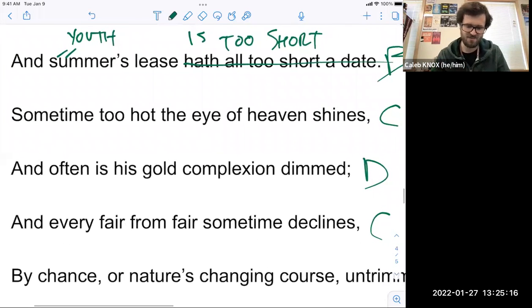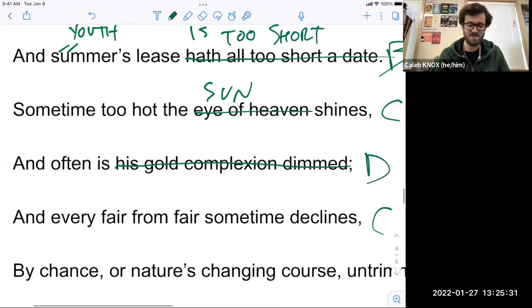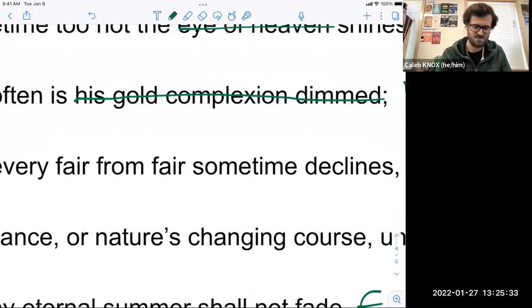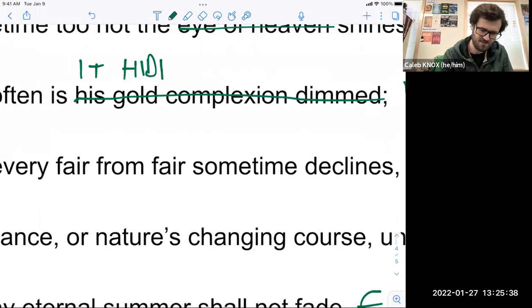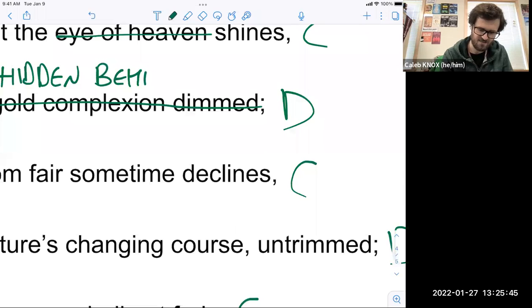Sometimes too hot, the eye of heaven shines. The eye of heaven, of course, is the sun. And often is his gold complexion dimmed. The sun might seem dimmed if it's hidden behind the clouds. So I'm going to write that. Often is it hidden behind the clouds.